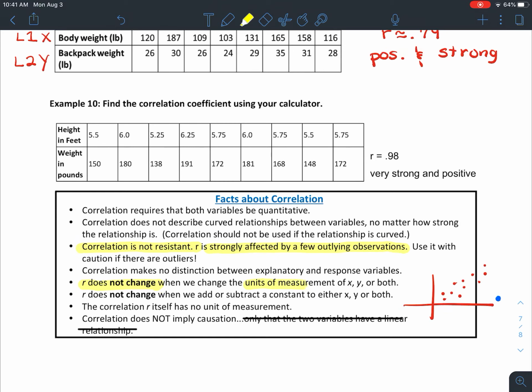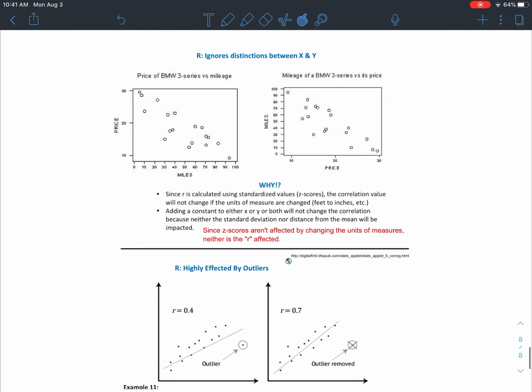Okay. Other things worth noting is that your R value will not change when the units of measurement change. Okay. And the correlation doesn't actually have a unit. So when we say that the correlation's 0.98, we don't label that with any unit of what our X or our Y variable are measured in.